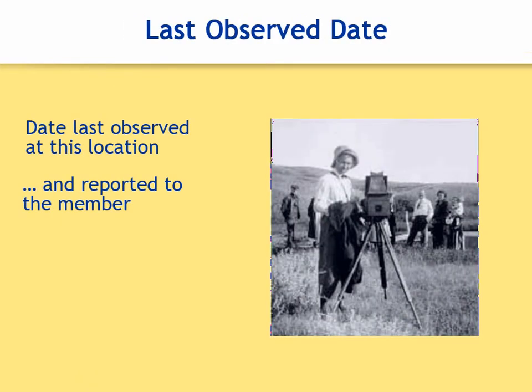In addition to element occurrence ranks, an important indicator of the quality of an occurrence is when it was last observed. The last observed date for an EO is straightforward, consistent across all programs, and absolutely essential to consider for any use of NatureServe data. It's the date when the element was last known to be present at a given site. To be more specific, that means that someone not only observed it, but also reported that observation to the member program.